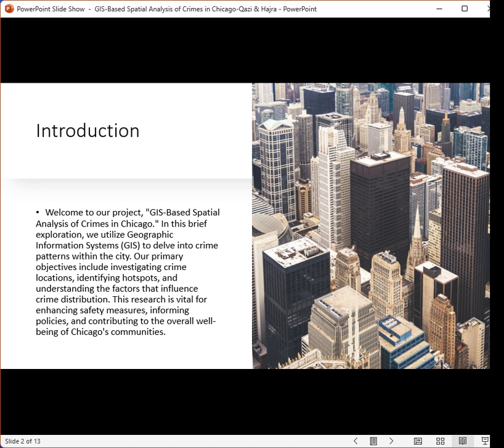Introduction. GIS-Based Spatial Analysis of Crime. In this exploration, we have dived into the intriguing world of crime patterns in the city, utilizing the power of GIS. Our goal is to not just understand crime patterns, but to identify hotspots and reveal the factors influencing the distribution of crime. Join us on this journey.